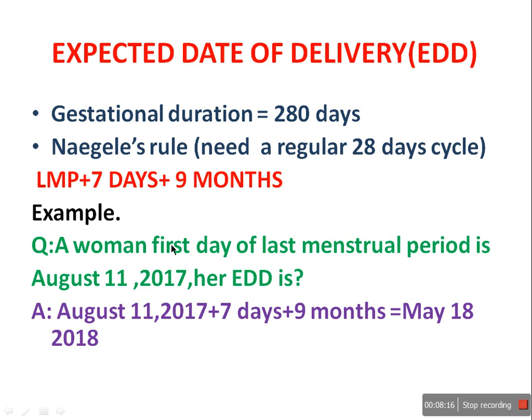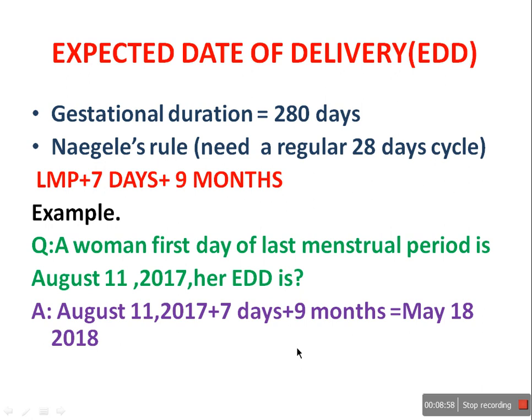Suppose one woman is coming to your clinic or your OPD, and she says that the first day of her last menstrual period, that is LMP, is August 11, 2017. So you can calculate her expected date of delivery as I told: LMP, August 11, 2017, plus 7 days. August 11 plus 7 days means August 18.